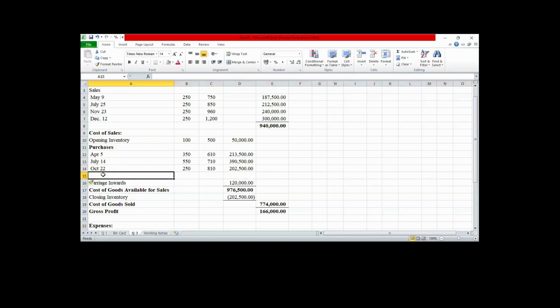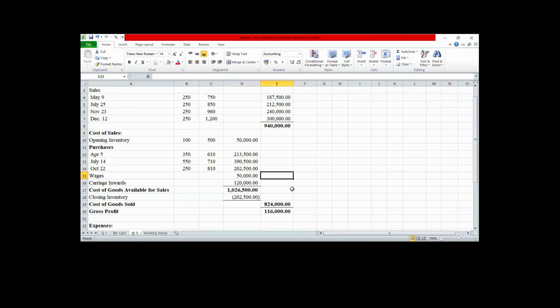Wages is a direct expense. Those who help you pack those goods into the store are part of your cost, not expenses. Is it clear? Okay, sir. How much is that wages? 50,000 naira. Then this has gone up. Automatically, your cost of goods available for sales is 1,026,500. Our cost of goods sold will now be 824,000. Our gross profit is now 116,000.